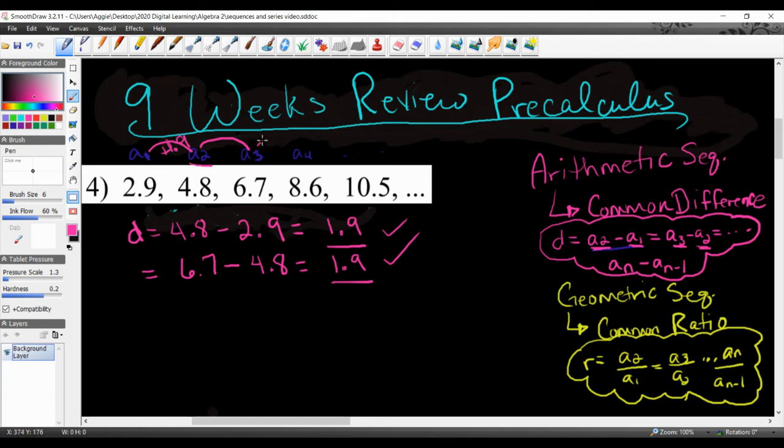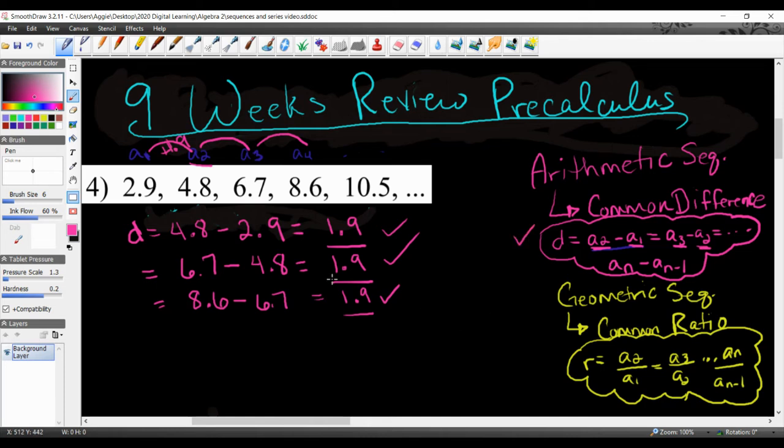We can try it one more time just to double check. Not the last one, but the third one, which would be your next term. So 8.6 minus 6.7. I'm just going backwards. If we subtract this, again, it's a little bit under 2, 1.9. So it looks like this is an arithmetic sequence.